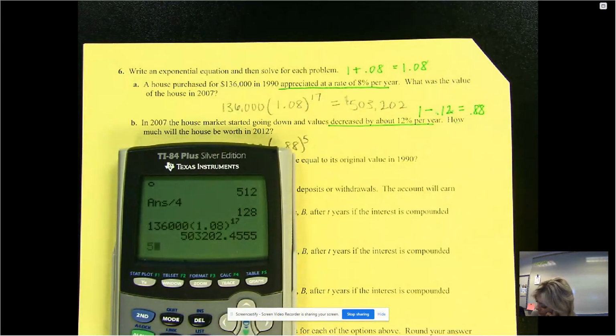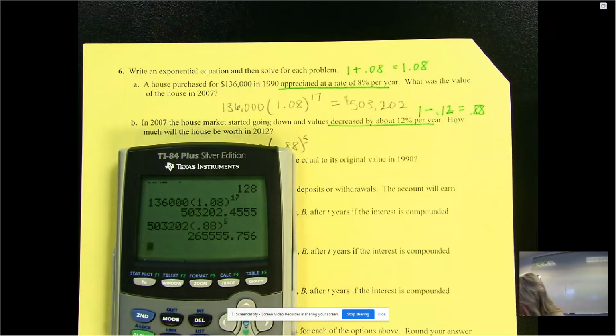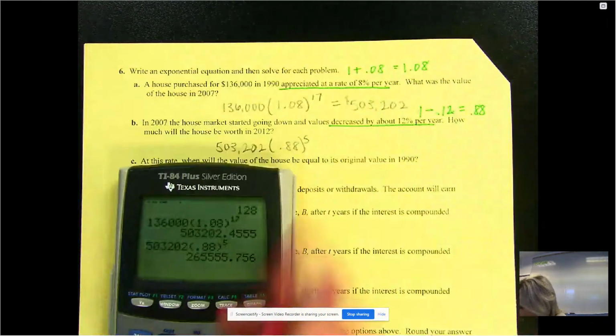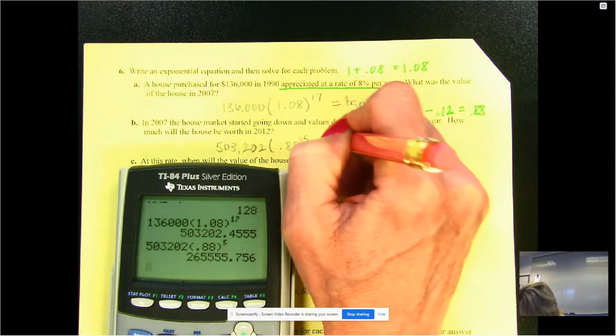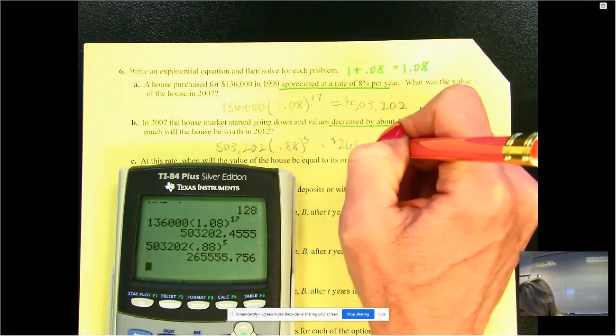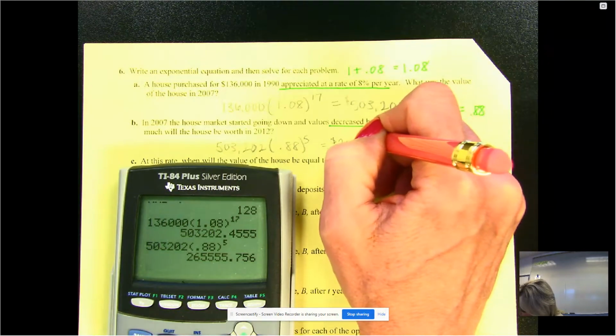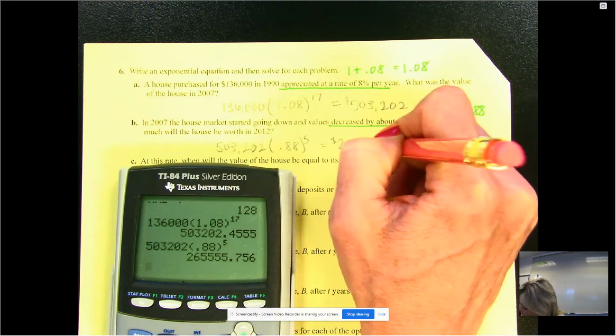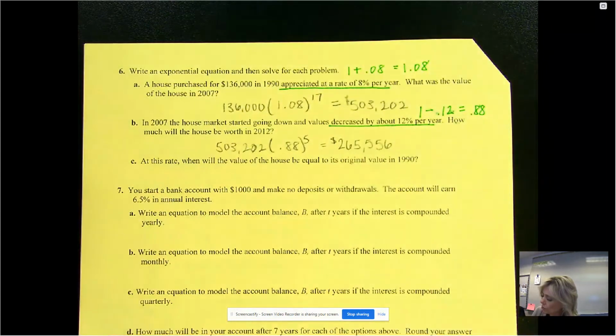So 503,202 times 0.88 to the 5th is 265,000. That looks a little tiny bit off. Oh yeah, no, it's fine. It's just because I rounded a little bit early on this one, but it's okay. So 265,000, 500, I'm going to round to $56. Okay, so that's the value in 2012.